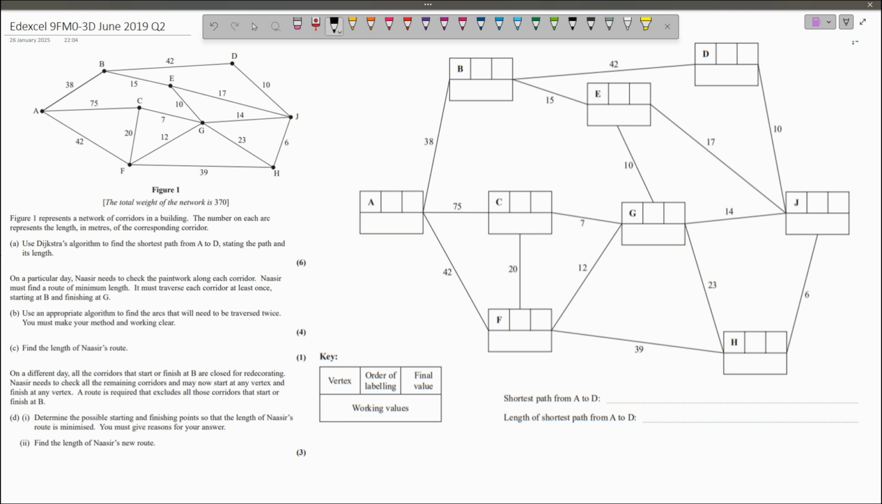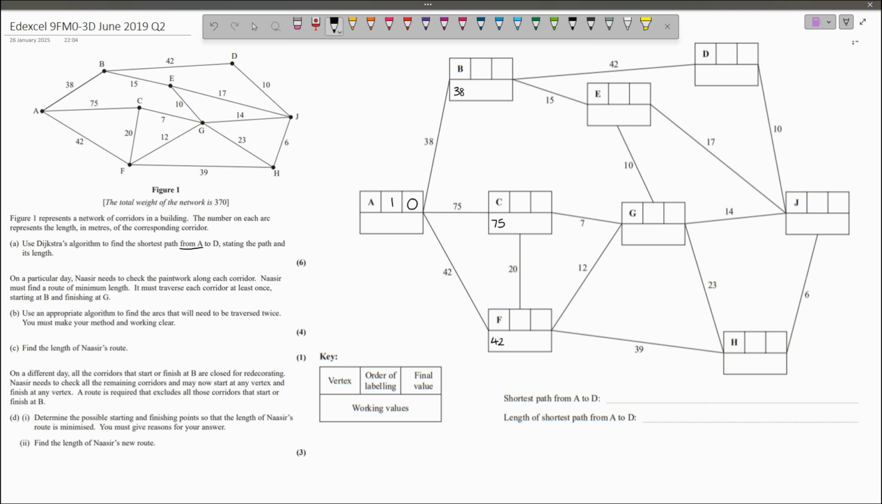So we're told which vertex to start from. We're starting from vertex A. So I'm going to label A first. So I'm going to put number 1 in this box. And the distance from A to itself is 0. And now I'm going to update all of the working values of the vertices connected to A. So I'm going to get working values of 38 for B, 75 for C, and 42 for F.